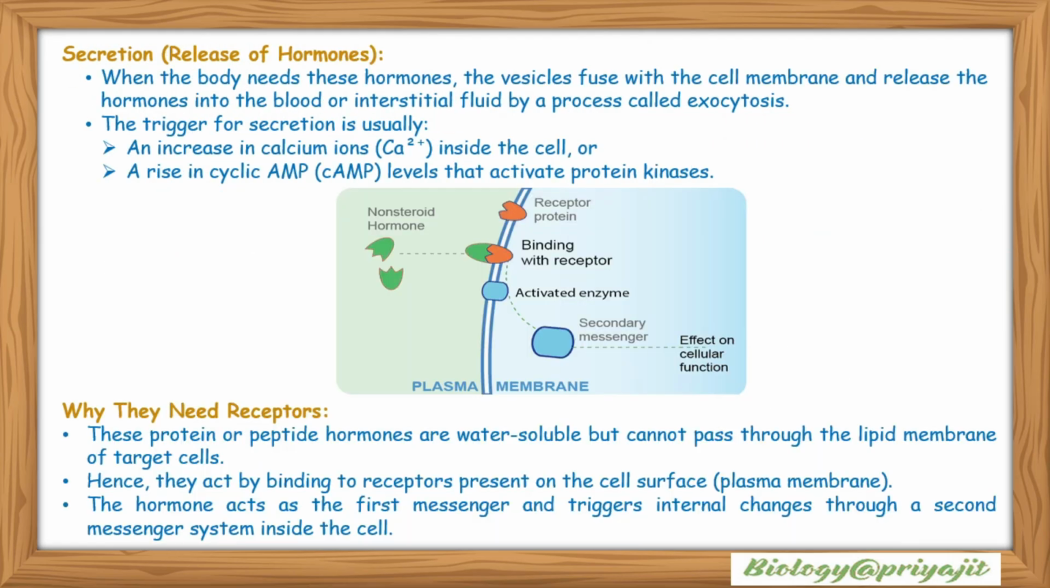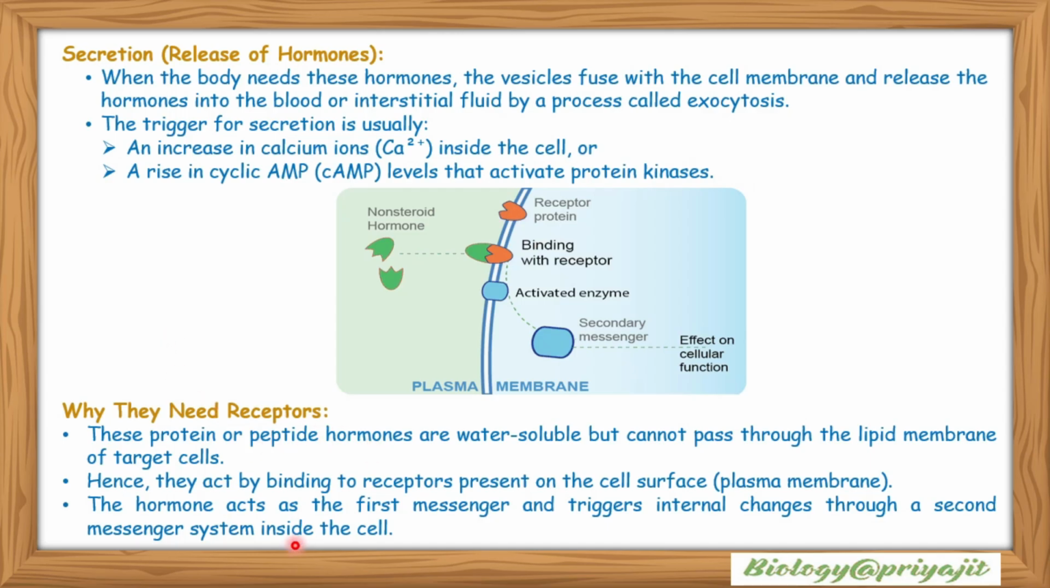Secretion, that is release of hormones. When the body needs these hormones, the vesicles fuse with the cell membrane and release the hormones into the blood or interstitial fluid by a process called exocytosis. The trigger for secretion is usually an increase in calcium ions, that is Ca2+, inside the cell, or a rise in cyclic AMP or cAMP levels that activate protein kinases.